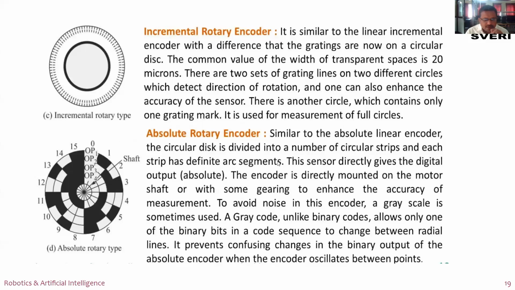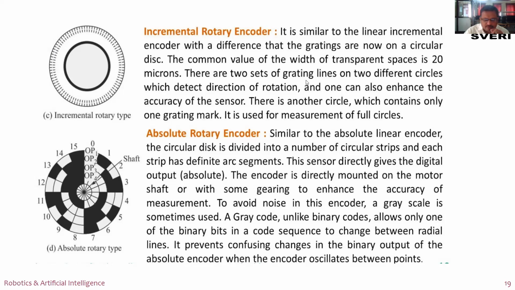In that again, two types are there. Incremental rotary encoder. It is similar to the linear incremental encoder with the difference that the gratings are now on a circular disk. See that these are the gratings. Whatever lines you are observing, these are the gratings. Now these gratings are on the circular disk. The common value of the width of transparent spaces is 20 microns. Therefore, whatever the size of these slots or gratings is, its size is 20 microns, and the space between the two gratings is also 20 microns.